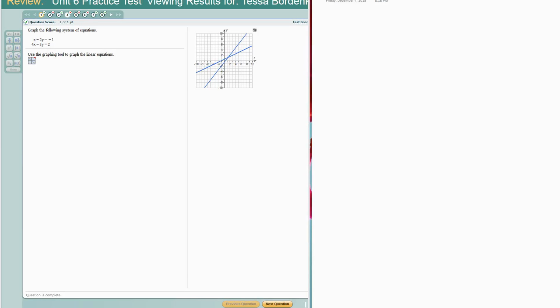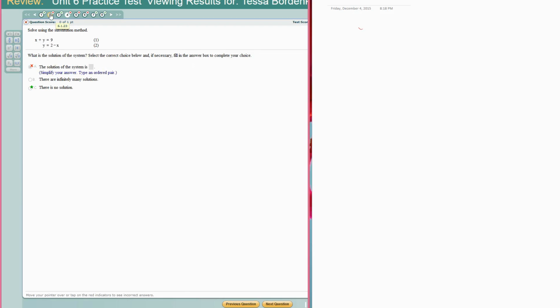This first one, the computer is really picky about the graphing, and I think you actually had it okay, so I went ahead and gave you the points for that. So that one was okay. Let's go to the second one.